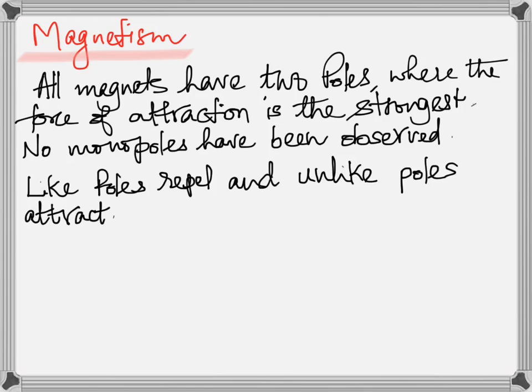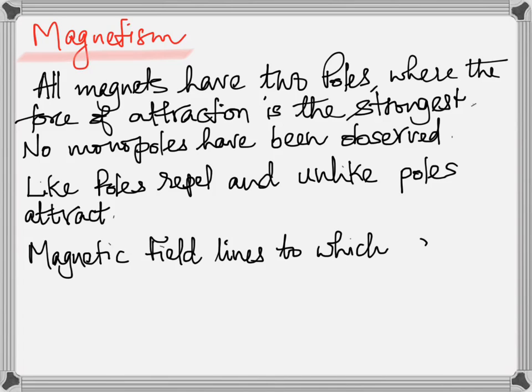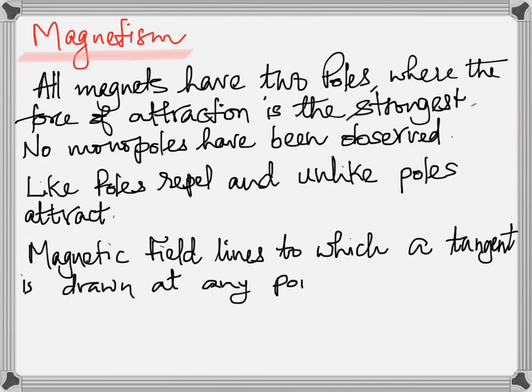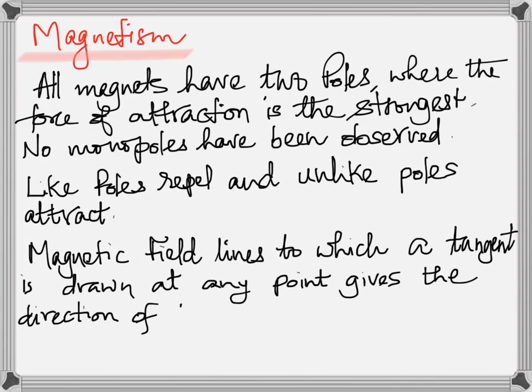So that means the north attracts south and north repels north. Magnetic field lines are the lines to which a tangent drawn at any point gives the direction of the magnetic field at that point. Another property of magnets is that if it's freely suspended, it points in the north-south direction.